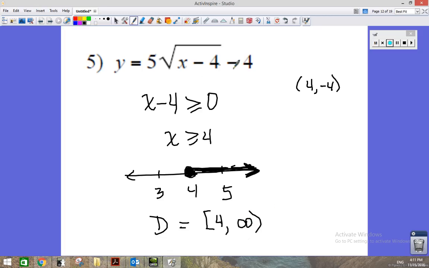Any of those values you plug into this equation and you're going to get a related y value. Plug in something like 3 and 3 minus 4 is negative 1. I can't take the square root of negative 1, so how am I going to multiply it by 5 and subtract 4? There's not going to be a y value. 3 is not related to any y value, so 3 can't be in the domain.